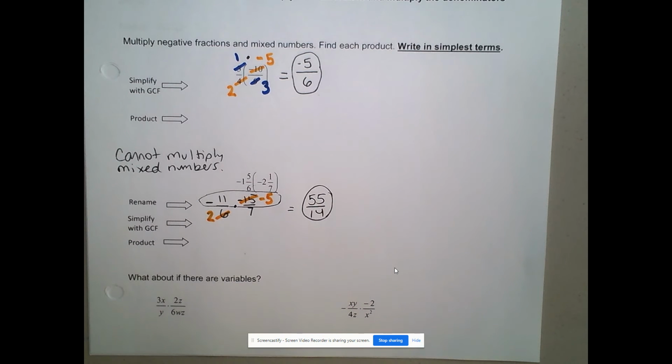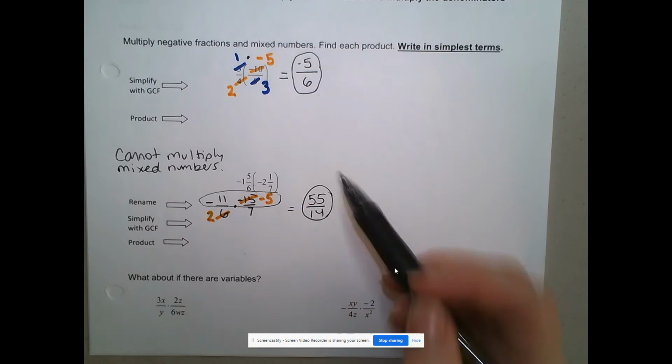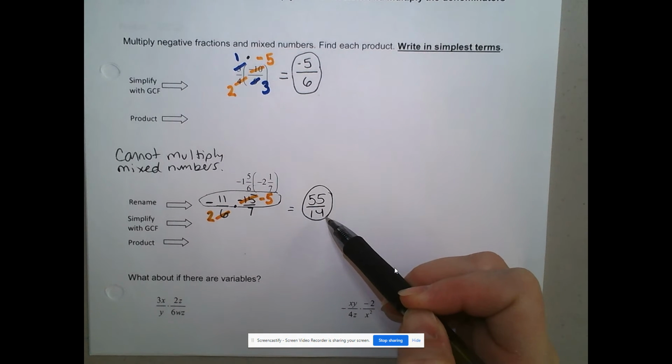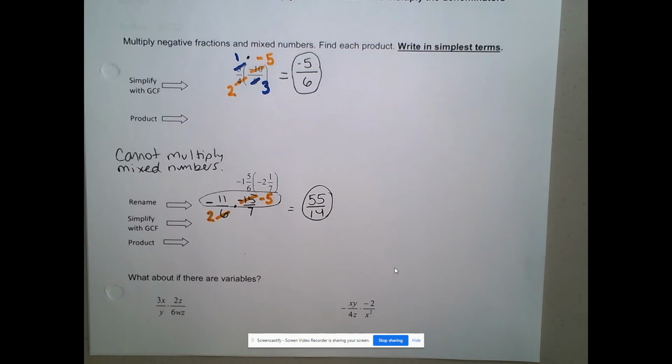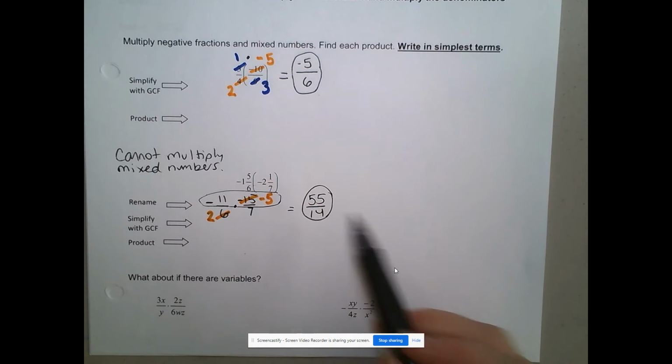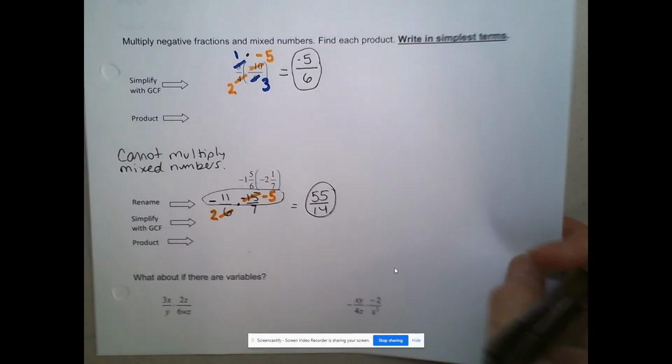If you're going to walk into Home Depot and ask them to cut something, you wouldn't ask for 55/14 of a foot. You would want to convert that into a more usable number. But as far as math class goes, that answer is perfectly acceptable.